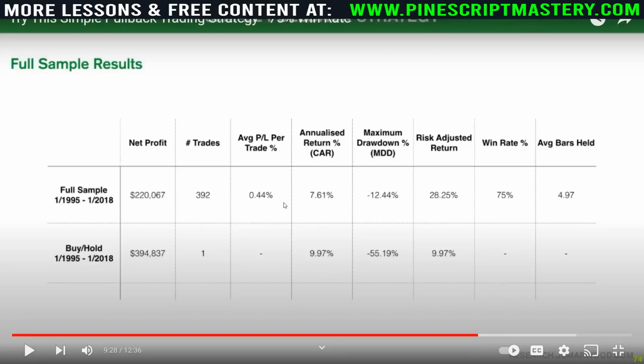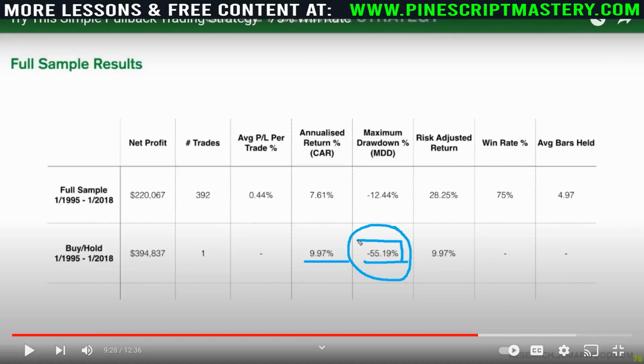So it's less profitable than just simply buying and holding the SPY ETF. However, look at our maximum drawdown. The max drawdown of just holding the S&P 500 ETF is 55% of your capital. So you lose over half your capital by just doing nothing and holding the ETF. But you do make about 10% per year, which is okay.